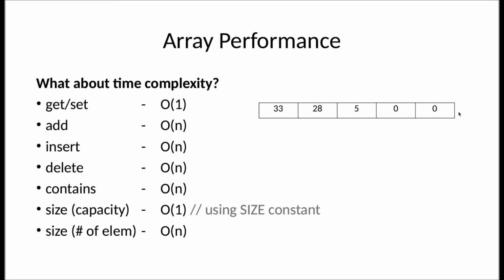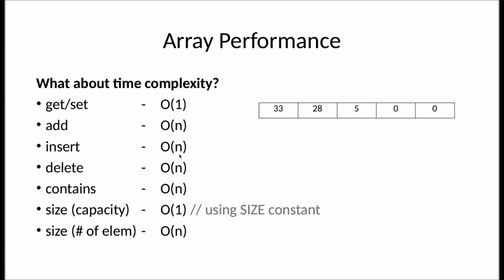So assume an array like this. Let's say it has a size of 5 and I have 3 elements stored: 33, 28, and 5. Now to find the next available position, which I specify as 0, I would have to go over the array and search for it. That's where O(n) comes in. If I keep track of the index, I can optimize it to O(1).